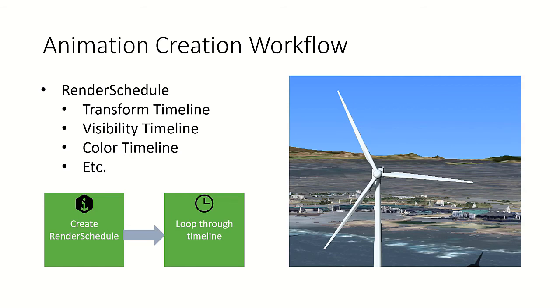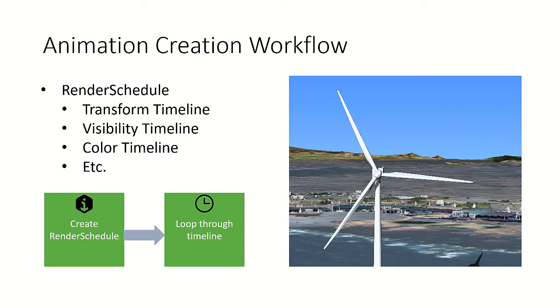Now, as for the workflow itself, it was created using the magic of our render schedule. Our render schedule was originally created for showing a change in the model over time, such as the visibility of certain elements or changing the color of them, or, as we are using here, applying a transform to a specific element, such as the wind turbine blades. For most render schedules, the workflow is: create a render schedule and then loop through the timeline. Easy peasy. That would create our animation.